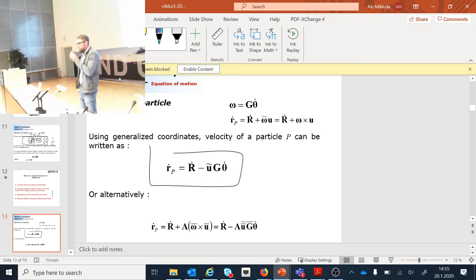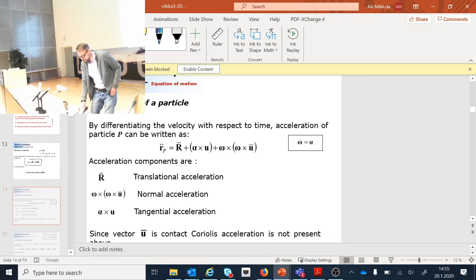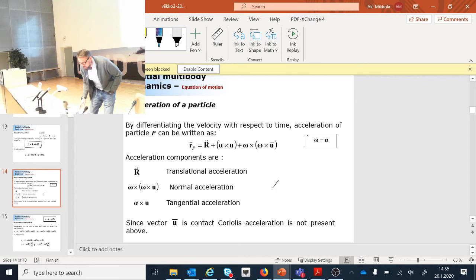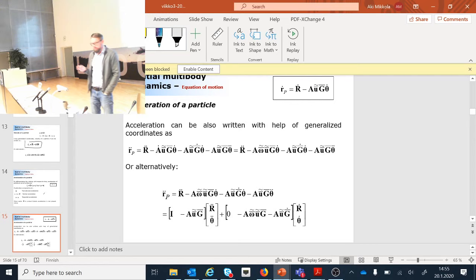And then here is how the acceleration looks. I'm not that interested in the details of the acceleration. So we have translational acceleration, normal acceleration, and tangential acceleration. No surprises here. We have no Coriolis acceleration. And why is that? Again, because we are not dealing with flexible bodies. Now, how can I express the acceleration in terms of generalized coordinates? This is where the mess starts. This is very messy, and you don't need to worry about it because everything is automatically implemented for you.